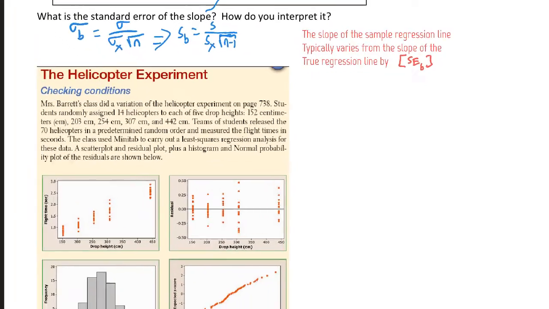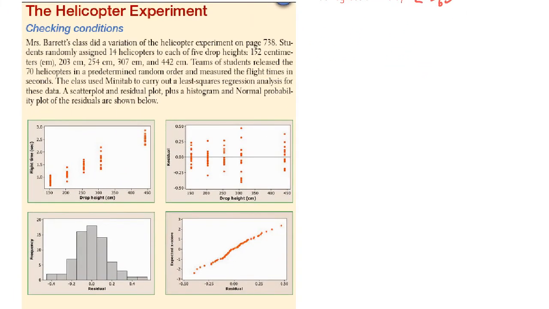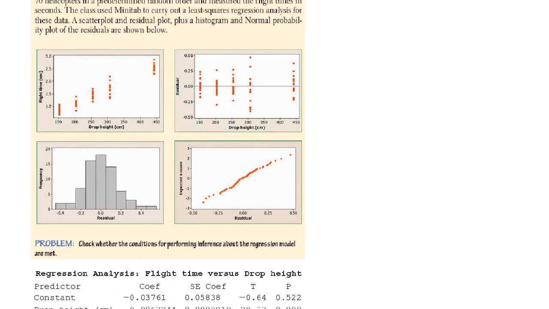All right, here's a nifty little experiment of dropping helicopters and seeing what they do. Measured flight times, and so the higher we dropped it from, the longer it was in flight. Well, duh. But is it linear? Is it like once you hit a certain point, all of a sudden it catches more air? I don't know. So anyway, are the conditions for performing inference met? And then there's going to be a bunch of other questions about cookie cutters.